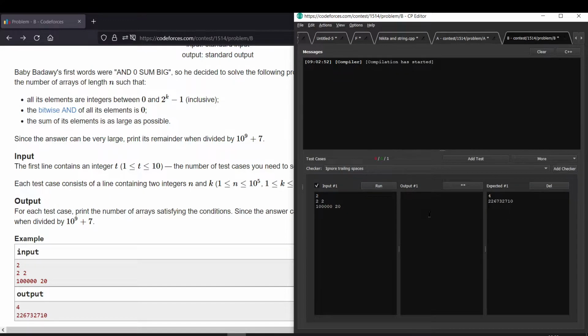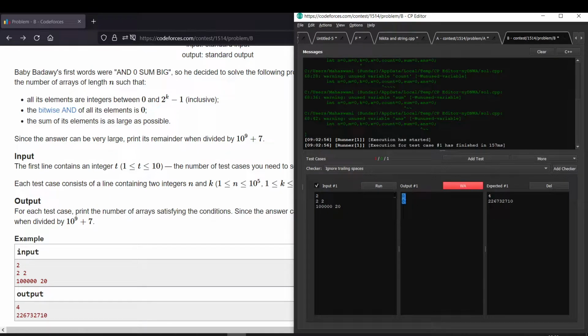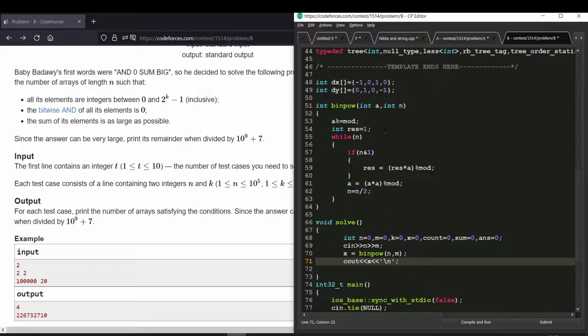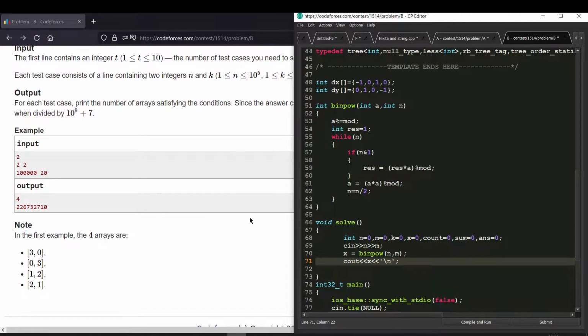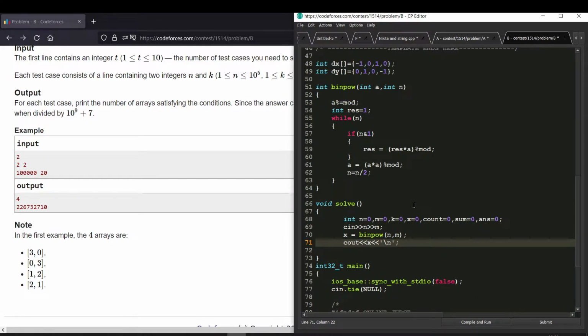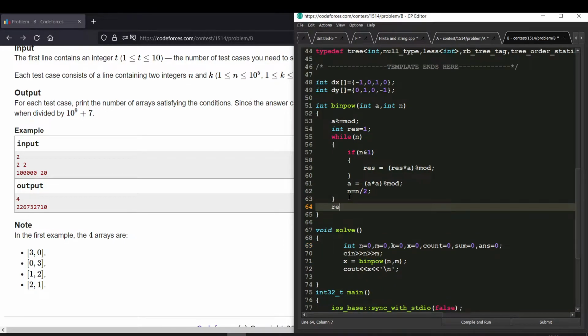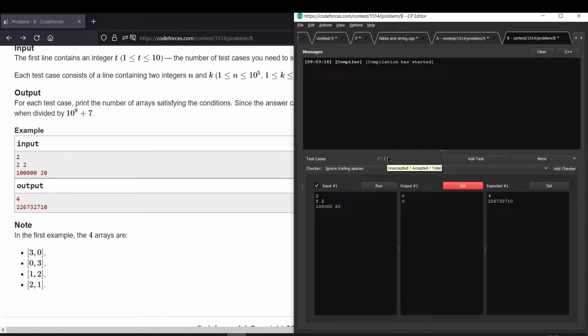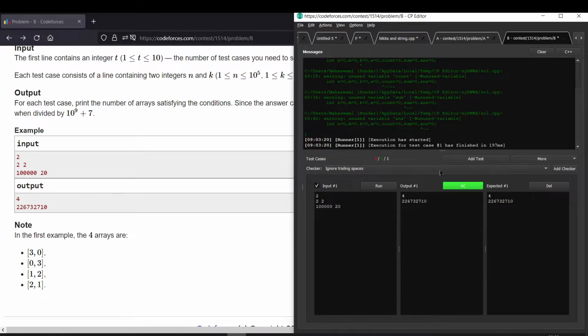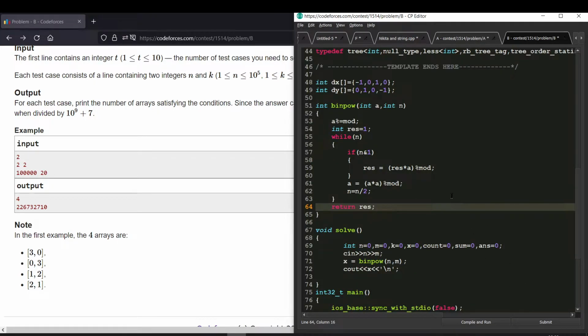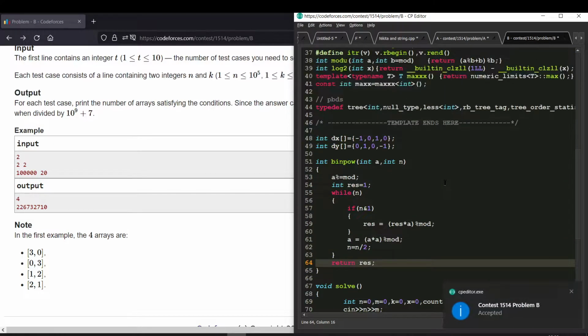Let's see. 0 0, what? Why is the answer 0? Okay, we have to return that. I haven't even returned the value of the result. Okay, this works. Let's submit this code. Accepted.